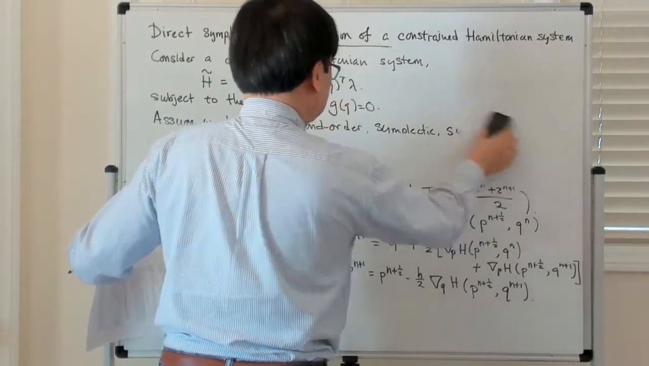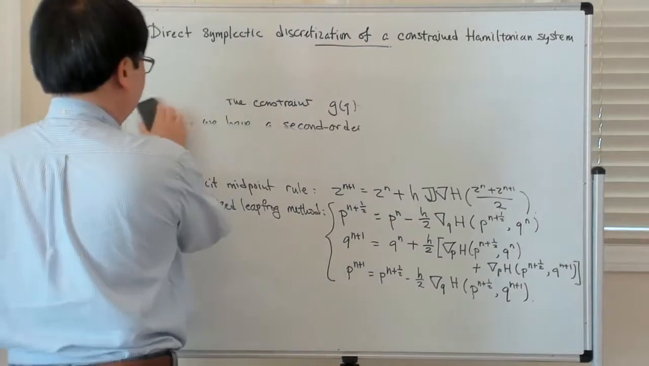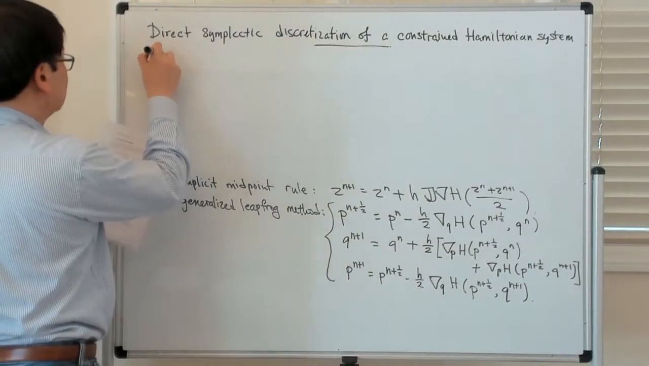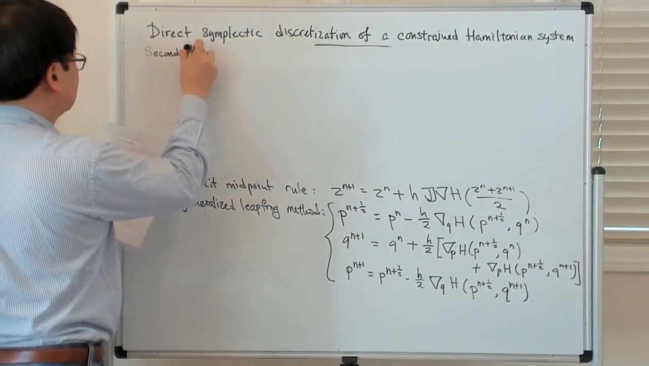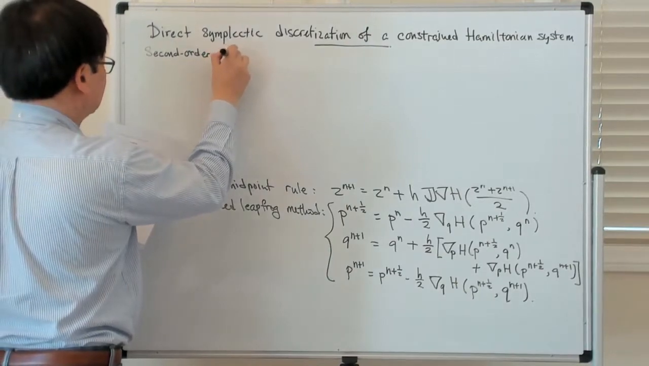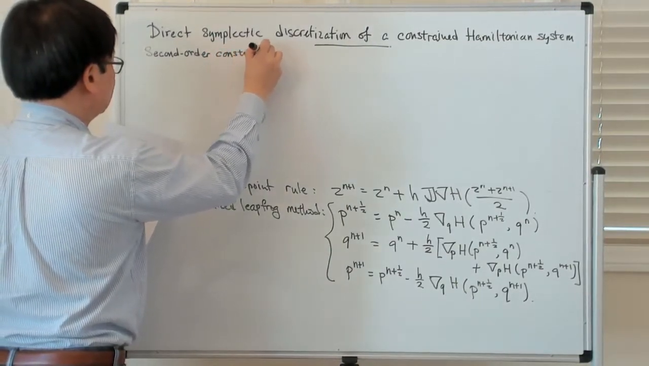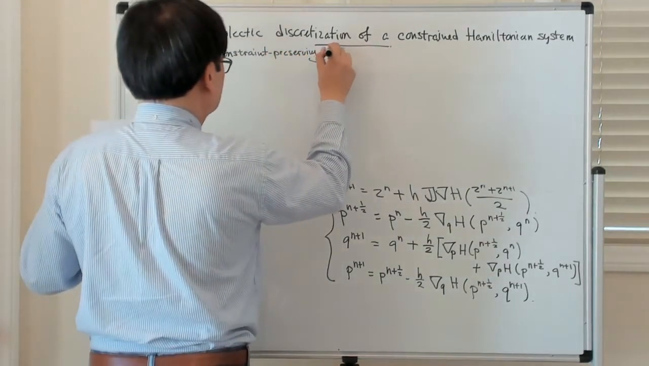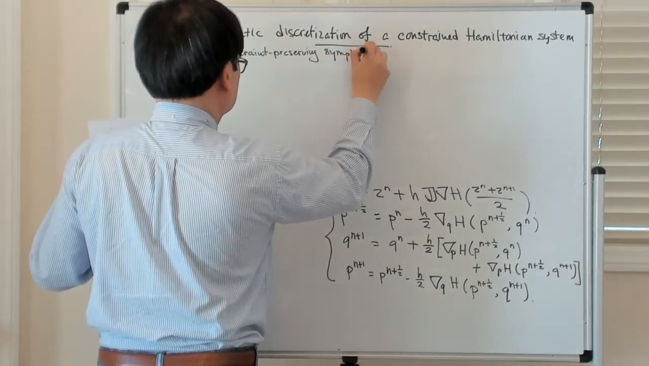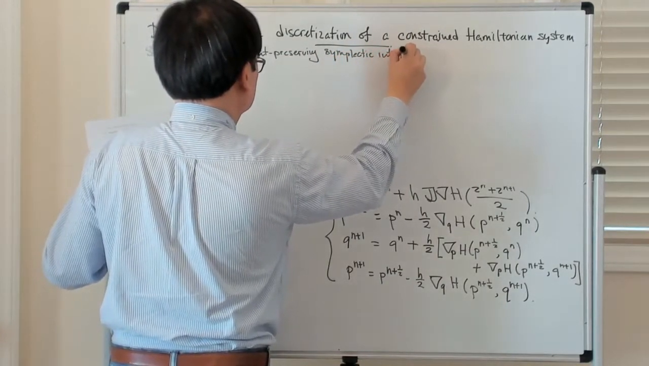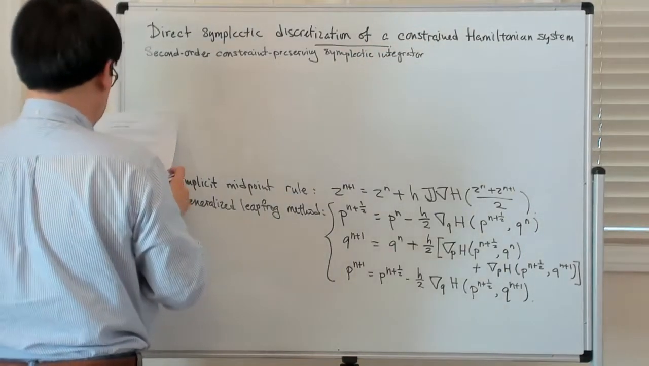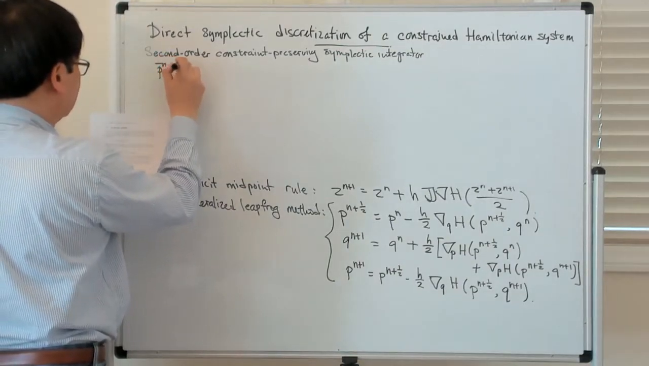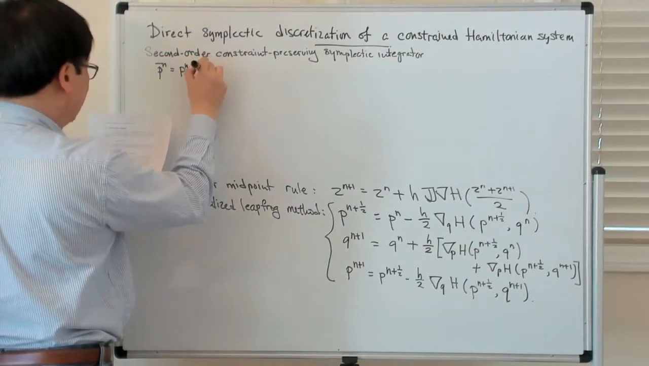Okay, so I will just leave these two methods here and just delete the rest of it above this, and then state the method for doing this. So this is a second order constraint preserving symplectic integrator. Okay, so Pn bar is equal to Pn minus a half step.